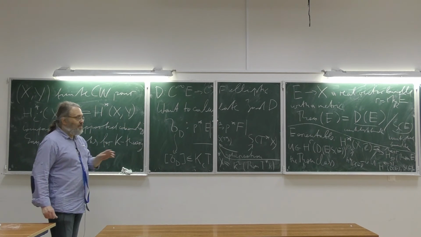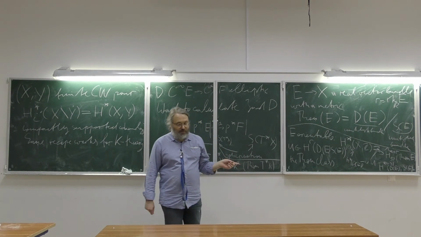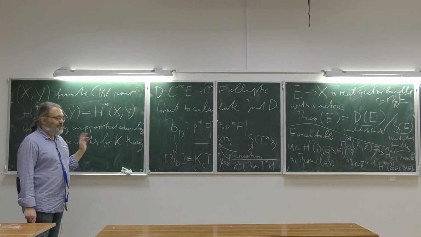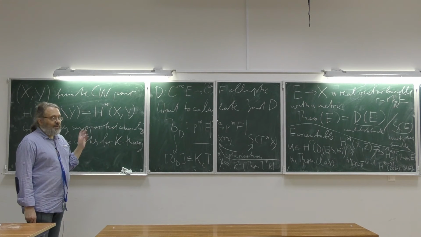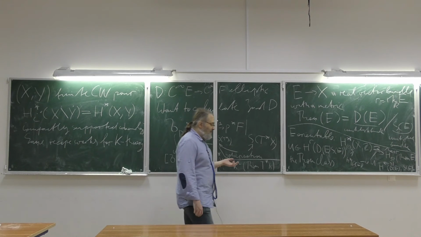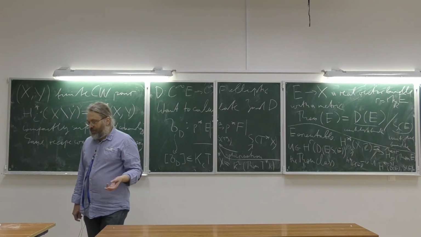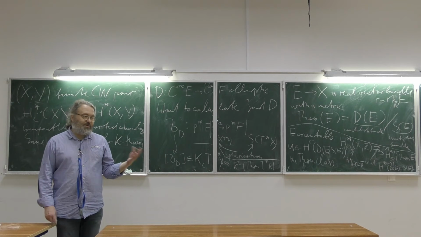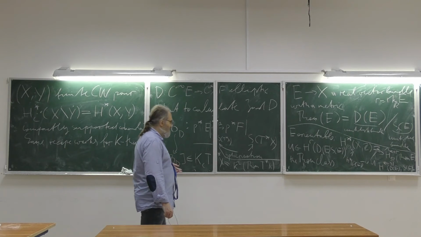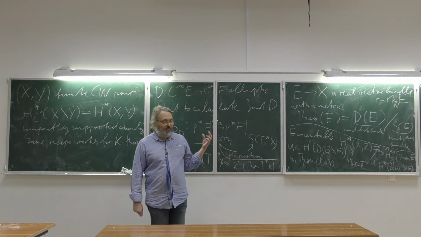It has all the properties of the usual singular homology except one. The K theory of a point is not concentrated in degree 0. Instead, it is equal to Z in all even degrees and 0 in all odd degrees. So the K theory of a point is more complicated than the cohomology of a point.